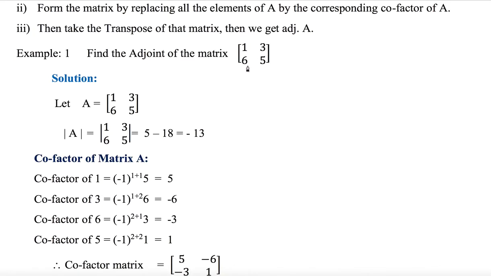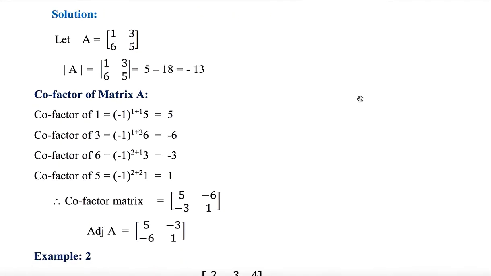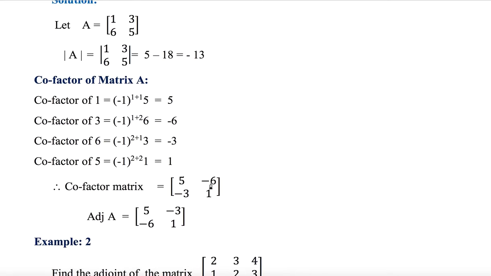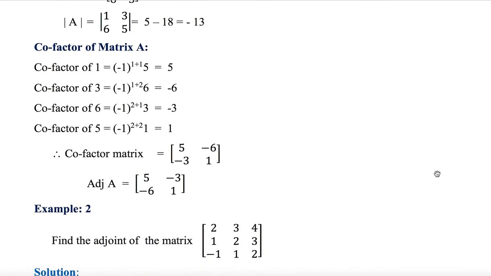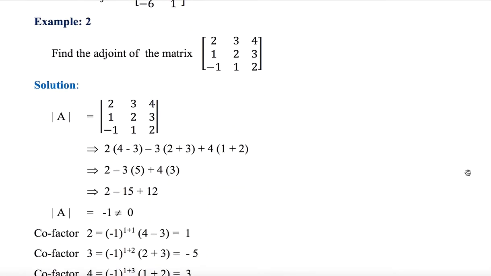Now what about 5? Delete this one and this one, and we remain with 1. The sign is positive because that is second row second column. Two even numbers, minus 1 whole power 2 plus 2 is a positive number, so 1. So this is the cofactor matrix. Now you transpose this matrix and you will get the adjoint, that is 5, minus 3 here, minus 6 here, 1 here. See, this is very important in finding the inverse of a matrix. You got the point?